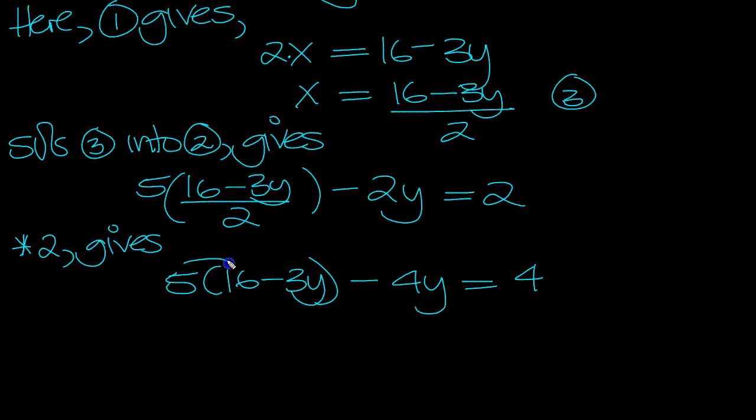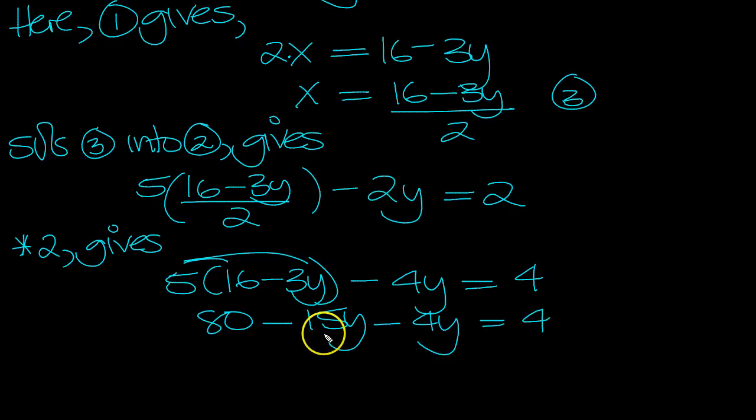We've got that. Now we can expand the bracket. 5 16s are 80. Tap it in the calculator if you need to. 5 minus 3 is a minus 15 lots of y. Minus another 4y here equals 4. Minus 19y. We've got the 80.